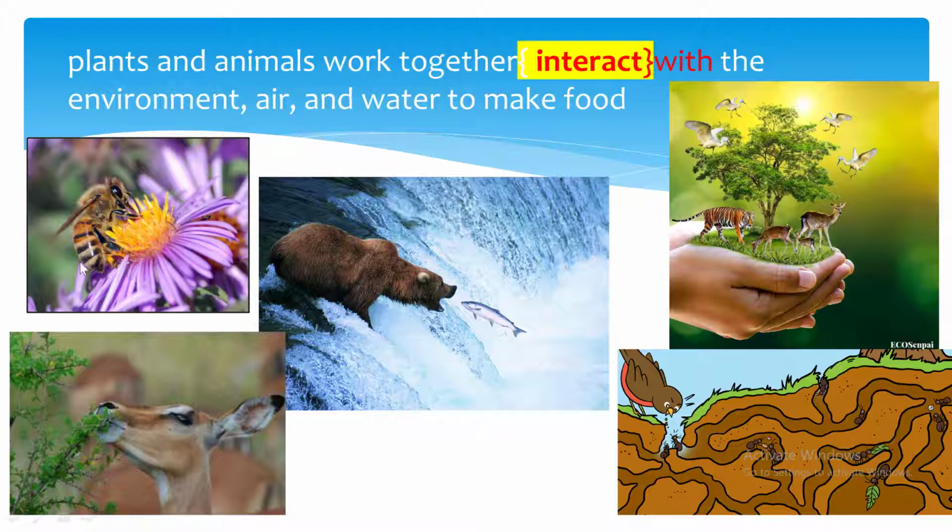Also here we have bees. They interact with the flowers, with the environment, to get their food. Okay. Also here we have ants. Ants interact with the soil to get their food. And we have a lot of animals.